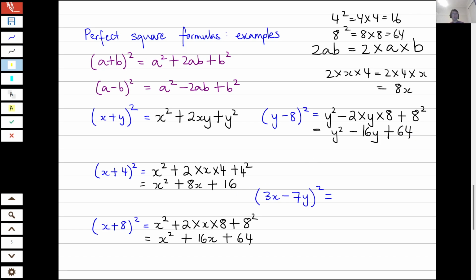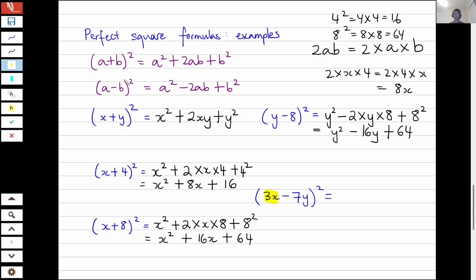So year 10s, I want you to notice the only difference between these two formulas is actually here, in the plus and the minus sign. The a squared and b squared on the left and right, they stay the same. So maybe you only need one formula, but in reality, most people remember both, and that's fine. Okay, last one. It's the same idea.